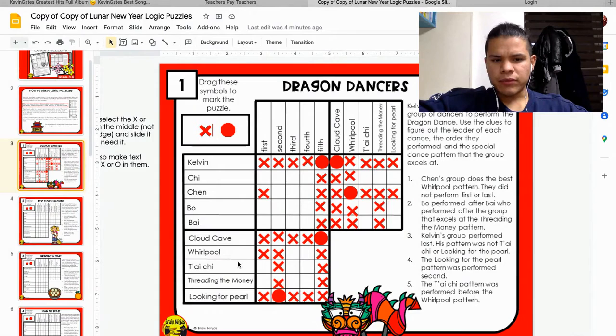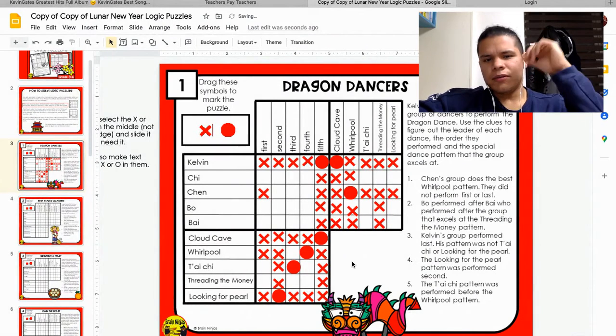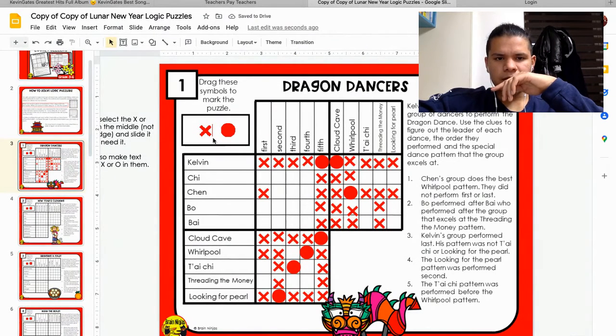So let's take a look down here where we have the Tai Chi and the whirlpool. Well, if Tai Chi was performed before whirlpool, I can figure out that it is either going to be first or it is going to be third. I'm going to put it as third, just for now to give it a try. And that means that the whirlpool pattern must have been fourth. Let's mark our X's so that everything else is crossed out.